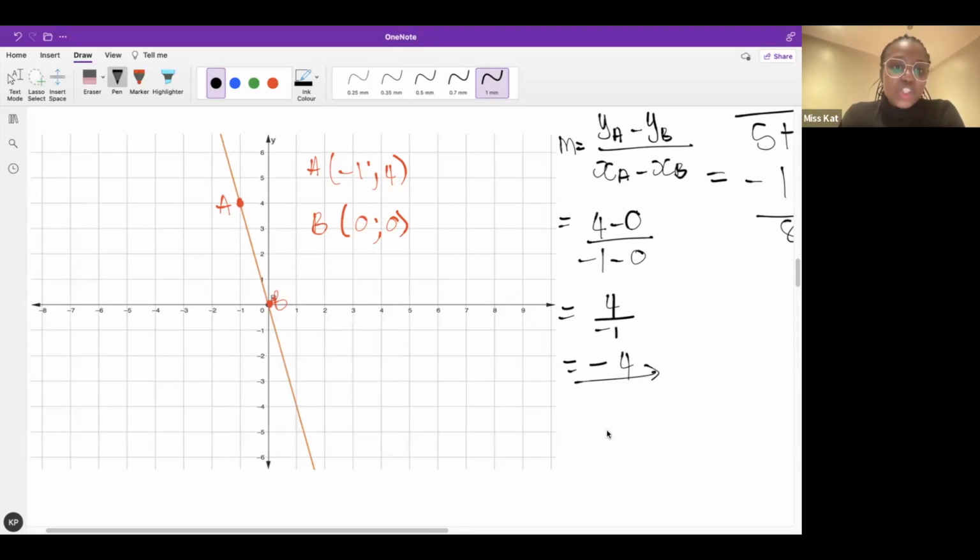Does it make sense? We just said negative gradient means decreasing graph and positive gradient means increasing graph. So if you made a mistake in your calculation, let's say you got a positive answer, you would know that you made a mistake because you are supposed to get a negative answer. This is a decreasing graph. Can we see that it's going down? So you use these two things to compare with one another.